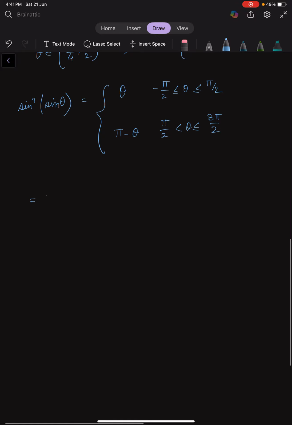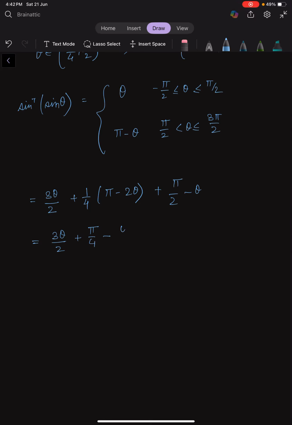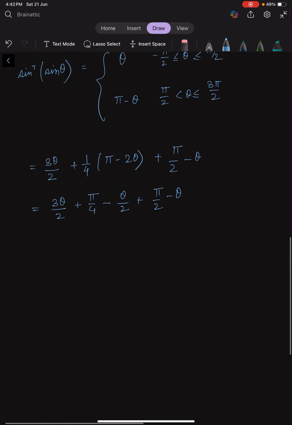So this gives me 3 theta by 2 plus 1 by 4 times pi minus 2 theta, plus pi by 2 minus theta. If I continue solving this, I get 3 theta by 2 plus pi by 4 minus theta by 2 plus pi by 2 minus theta, and eventually this cancels out. I have 3 pi by 4, which is roughly equal to 2.36, and this is my final answer.